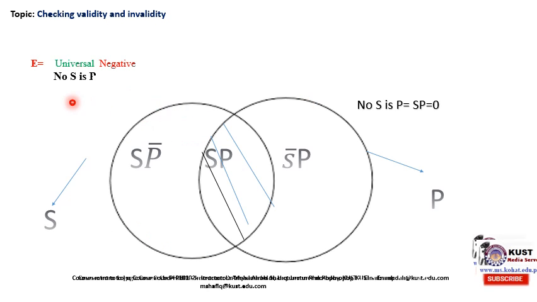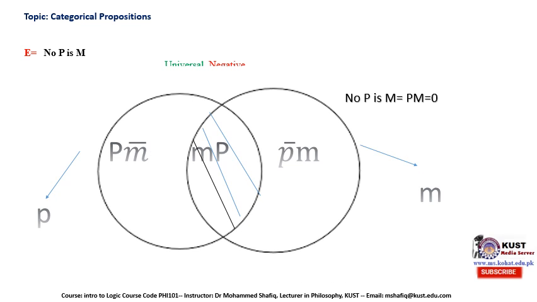Now we have the E proposition, no S is P. If you remember, we already know the diagrammatic representation of the E proposition. We shaded this area, this class of SP. So in no S is P, SP is equal to 0.